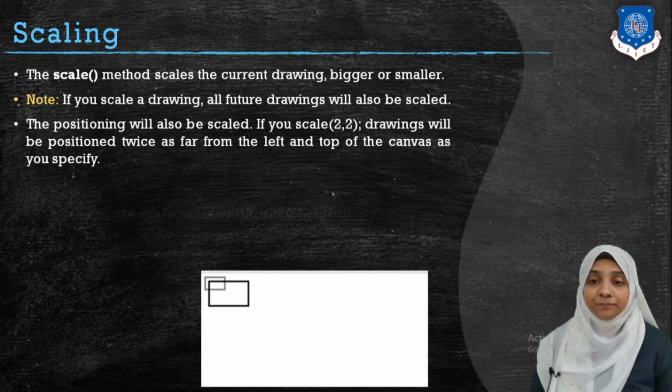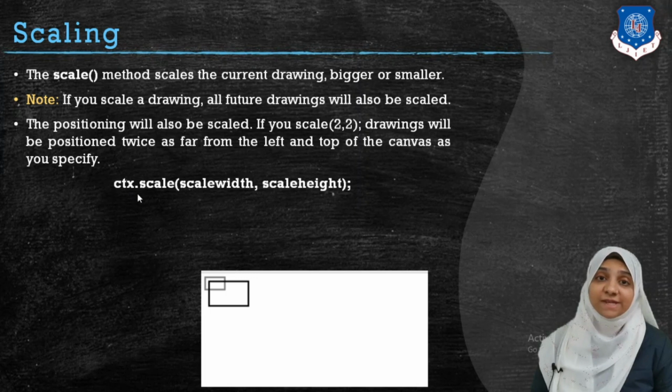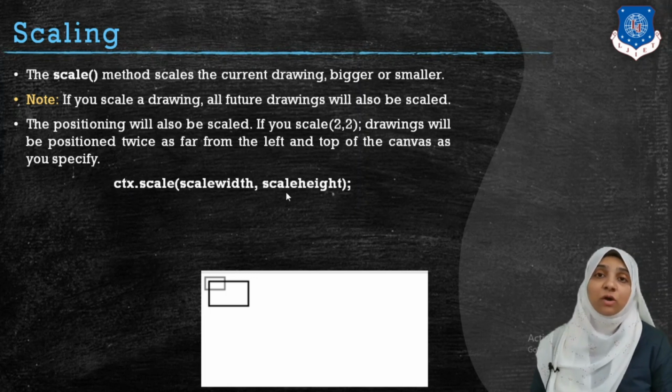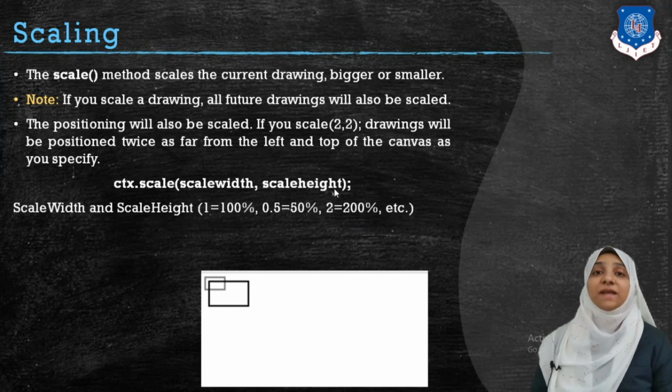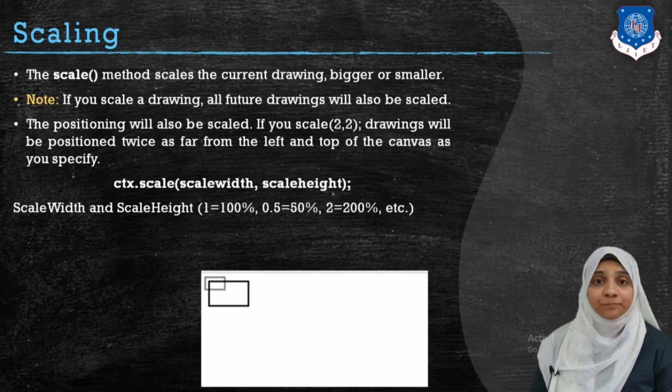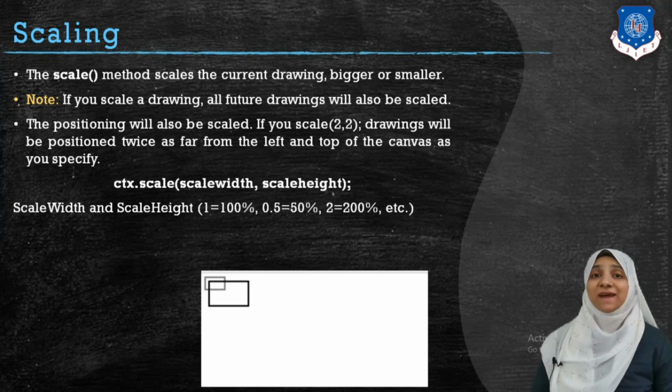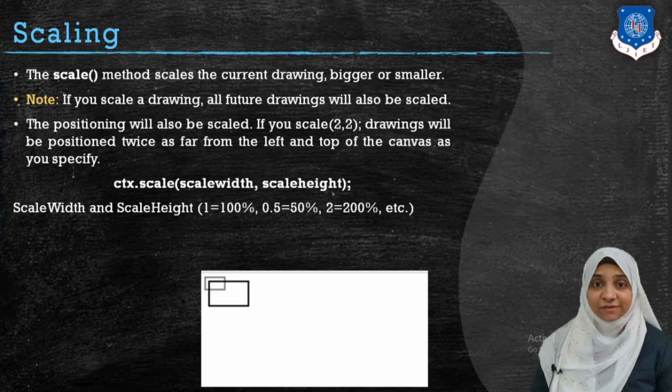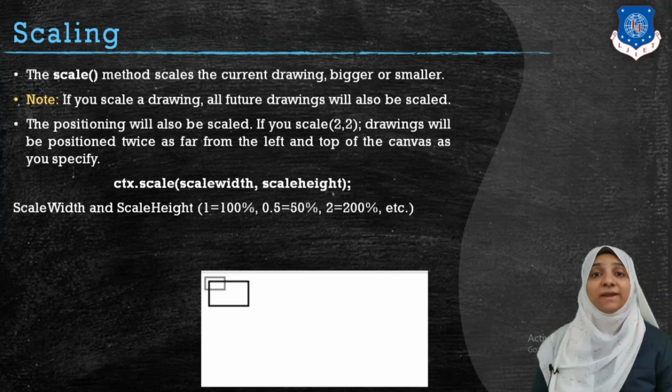now be doubled. The syntax of using scale is ctx.scale, scale width, scale height. If you are giving scale width as 1, it is magnified to 100%, that means its original size. If you are giving scale width or height as 0.5, its size is reduced by 50%. If its value is given as 2, its size becomes bigger, twice. If you give the value 3 as scale width or height, it becomes 3 times bigger. With 0.1, your drawing will be reduced to 10%.